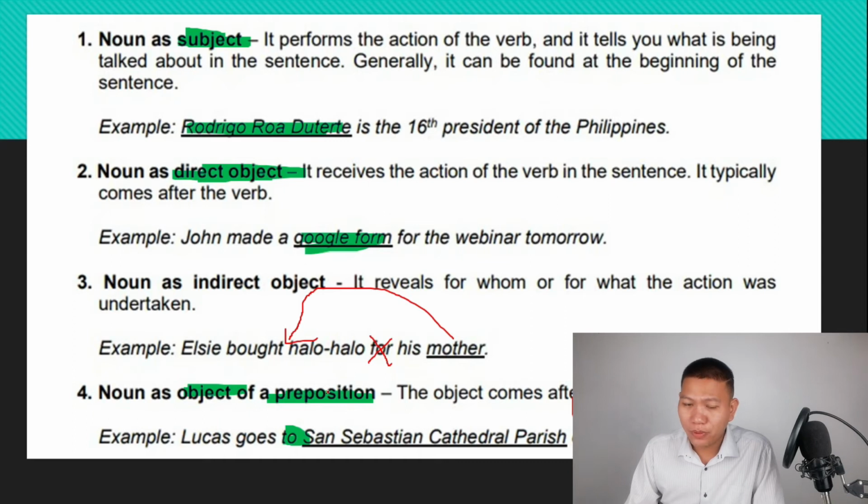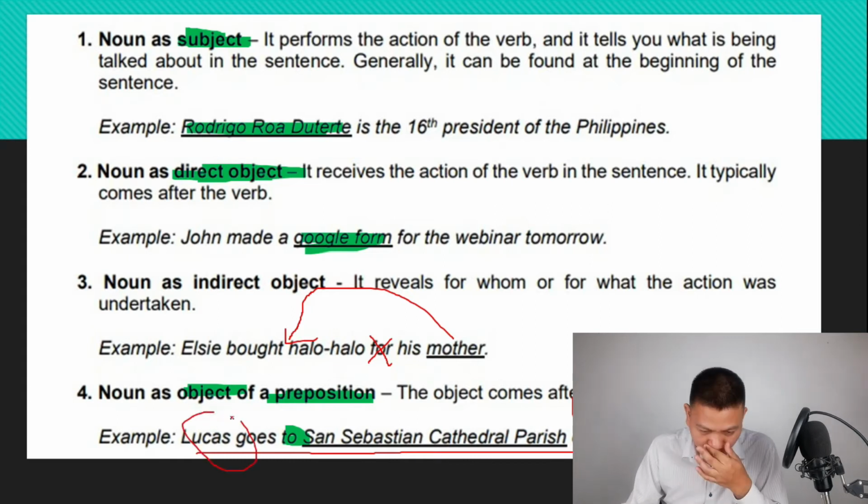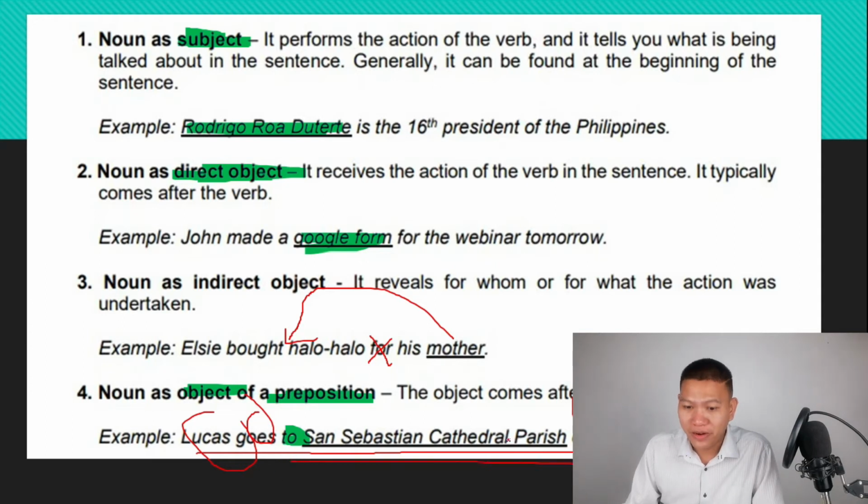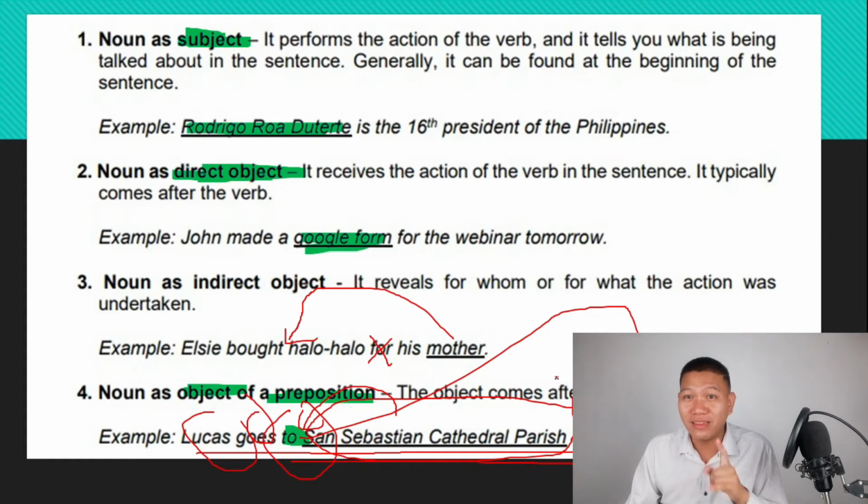Okay, one good example is, Lucas goes to San Sebastian Cathedral Parish every Sunday. Lucas is the one being talked about. Lucas what? Goes and then to San Sebastian Cathedral Parish. San Sebastian Cathedral Parish is a noun. It's a name of a church. It's a proper noun, naming a church. Now, it comes after to. The word to is a preposition. So that makes it object of the preposition.